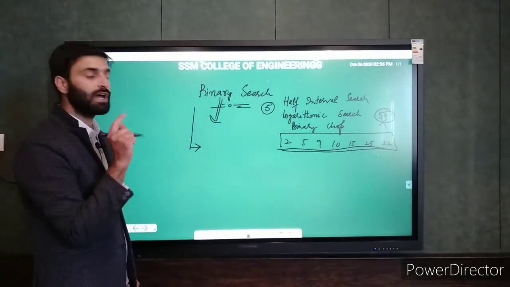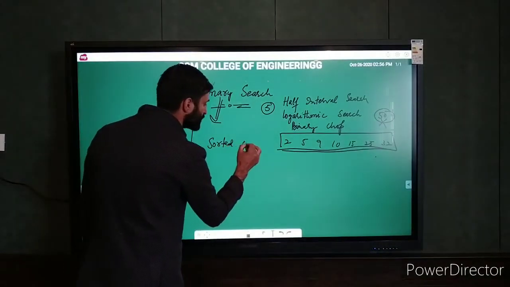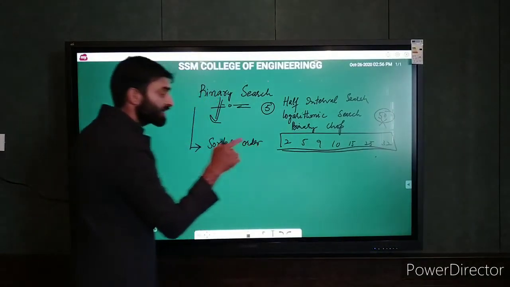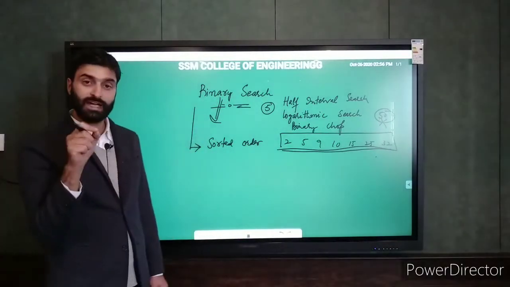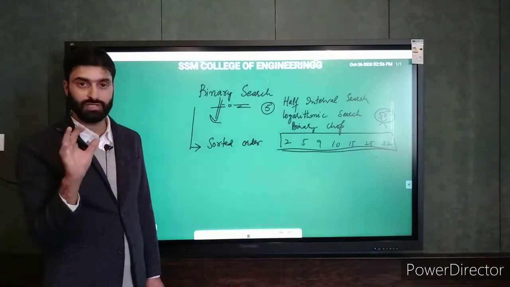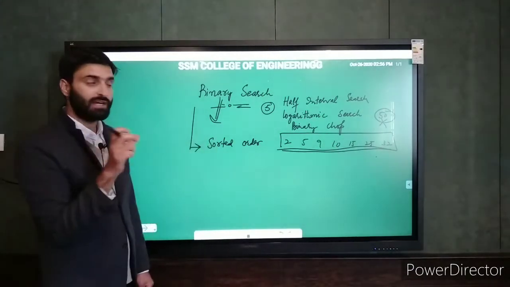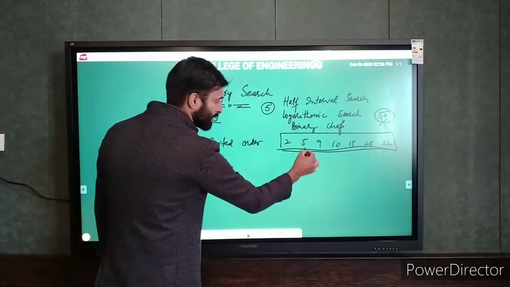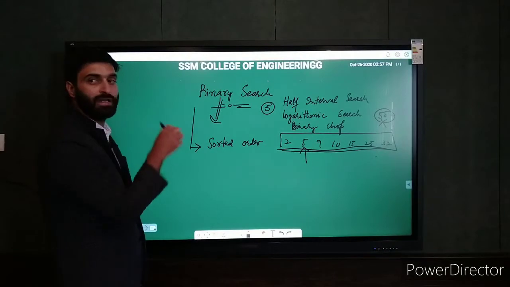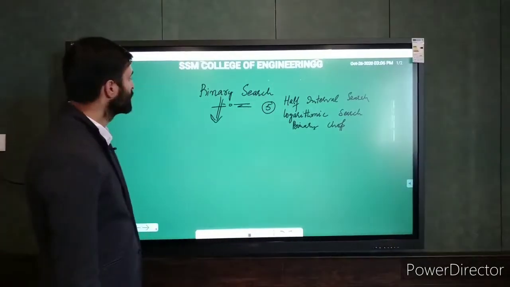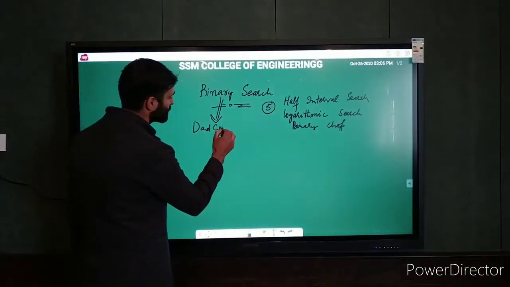The elements should always be in sorted order. If we are given a list of elements that are unsorted, then in that case we have to sort the elements first, which means we have to apply a sorting technique on the array, and after that we will get a sorted array, and on that sorted array we will apply binary search. Now we can use the divide and conquer strategy.